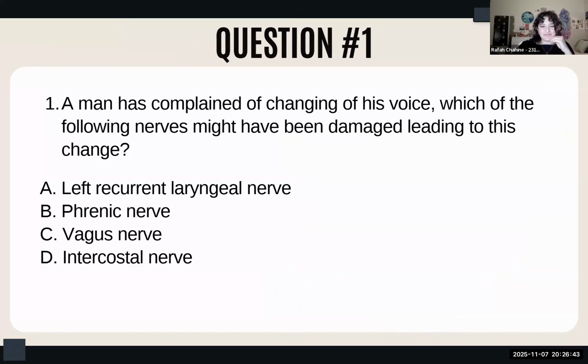Yep, A, exactly. Because the left recurrent laryngeal nerve supplies the intrinsic muscles of the larynx, including the vocal cords. Damage can cause paralysis and hoarseness of voice.